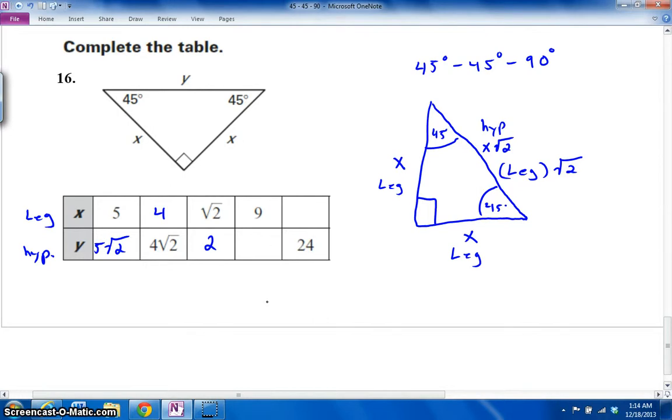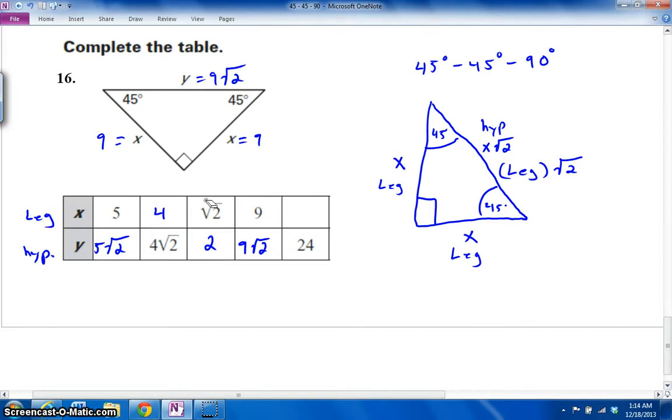Alright, so we have 9 in the next column. x equals 9. So the legs are 9, which means we just simply put 9 and multiply the square root 2 to it. And we get our hypotenuse.